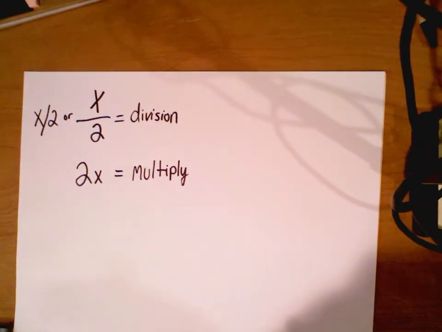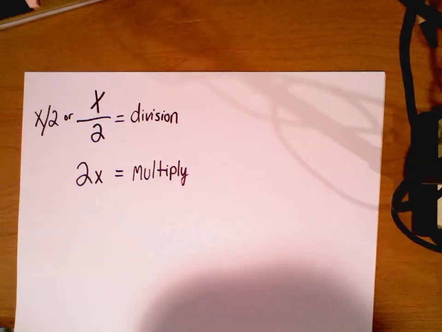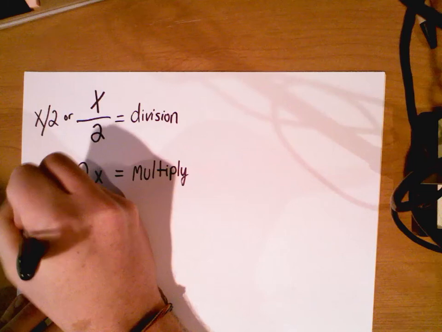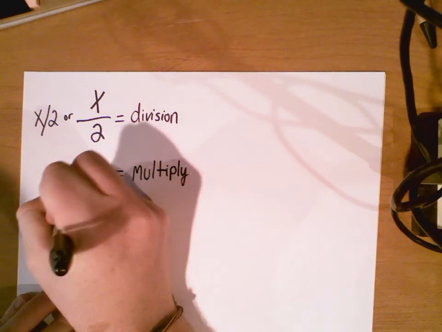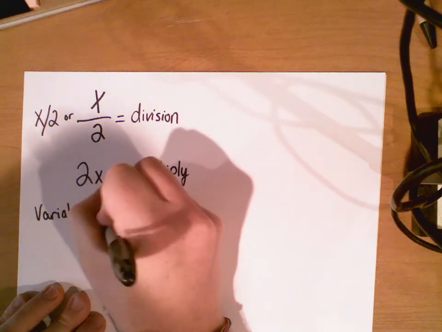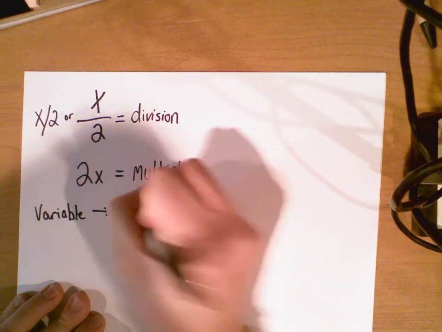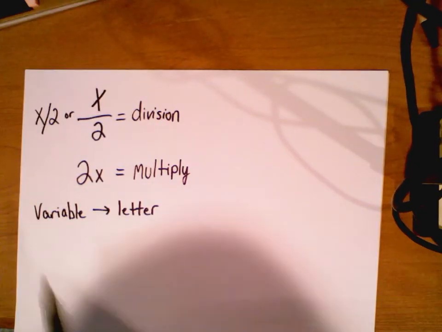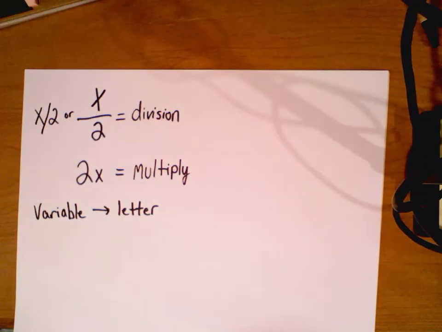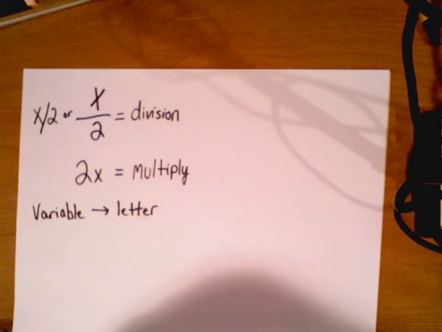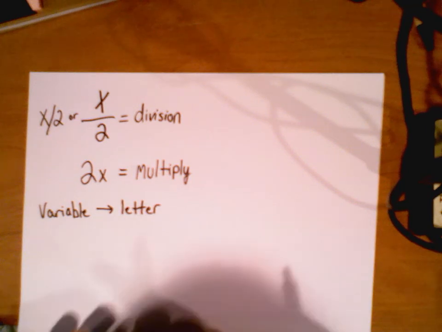So the point of one-step equations is to find out our variable. Now again, our variable is basically our letter. It could be A, B, C, D, E, F, G, okay? Our variable is our letter. So what we're trying to do with one-step equations is find the answer to our variable, or our letter. So let me give you an example.